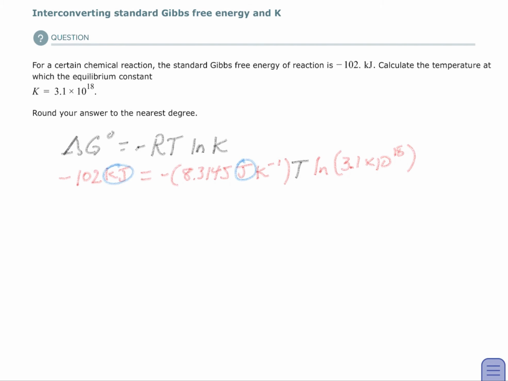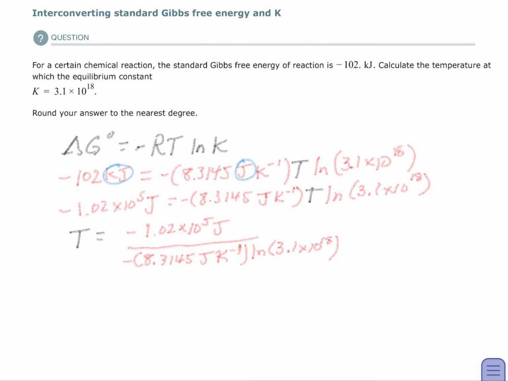So quickly, red flag, I've got kilojoules on one side and joules on the other, and it doesn't matter which one you do, I just need one of them. Okay, so I just went and put both of them in joules. All right, so once I have joules, I'm going to solve for T. I want the temperature, and you can see that in the gas constant down here, it's joules over kelvins, so my answer is going to be in kelvins.